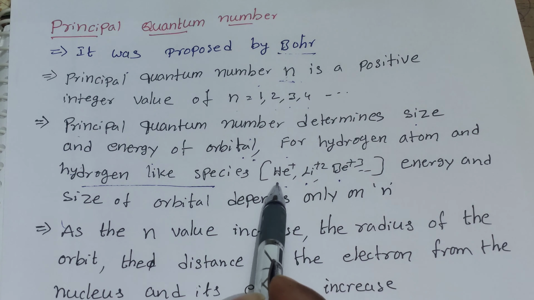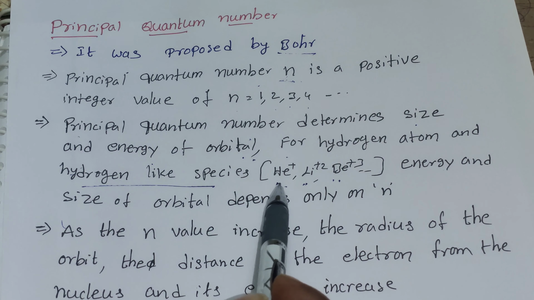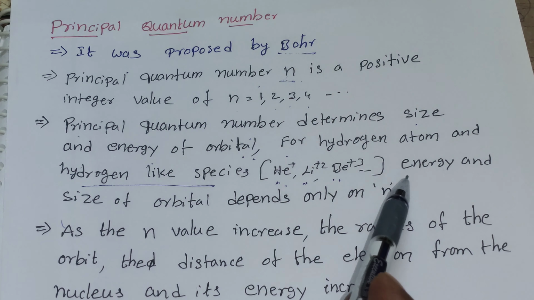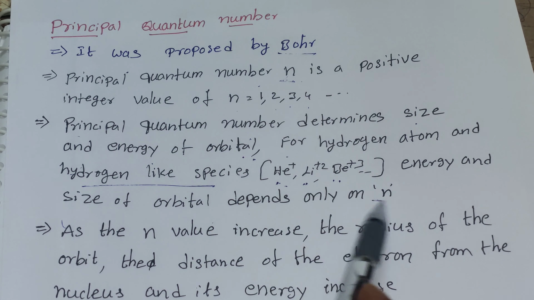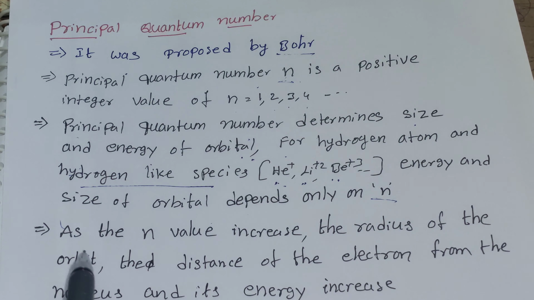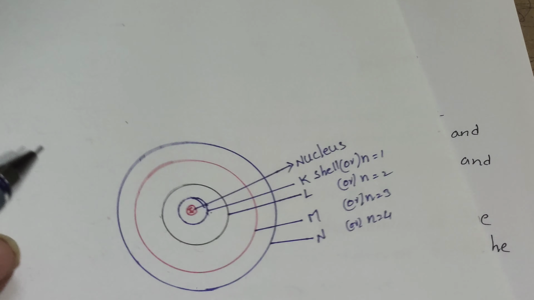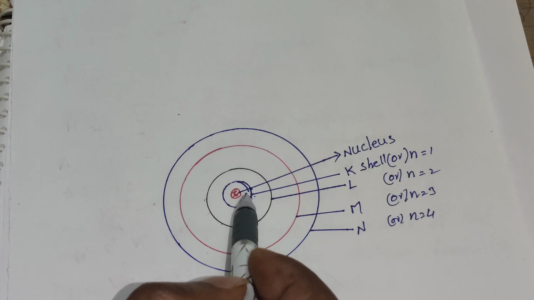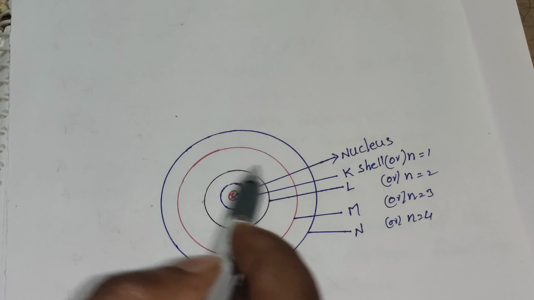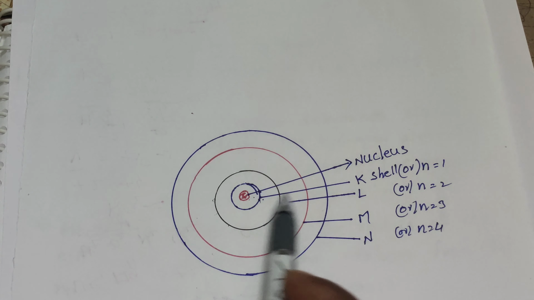Why? Because He plus, Li plus 2 and Be plus 3 have only one electron, and the energy and the size of the orbital depend only on n. As the n value increases, the number of shells increases. As the n value increases, the distance between the nucleus and the outermost shell increases. So the principal quantum number mainly explains the number of shells.